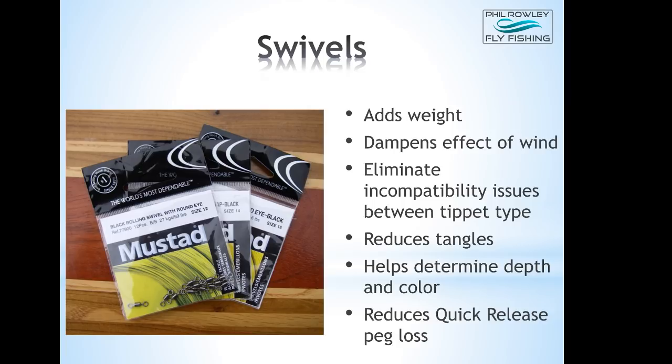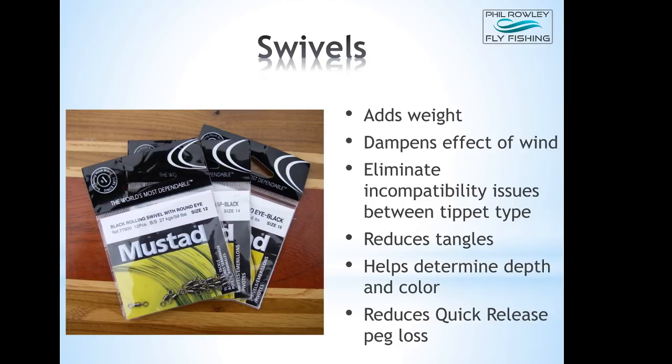When you have an indicator with a peg sitting below it and you break off a fish, it's going to trip the indicator. The black plastic peg is going to slide off the leader, sink to the bottom, and then your indicator is going to slip off the leader and drift off into the sunset.